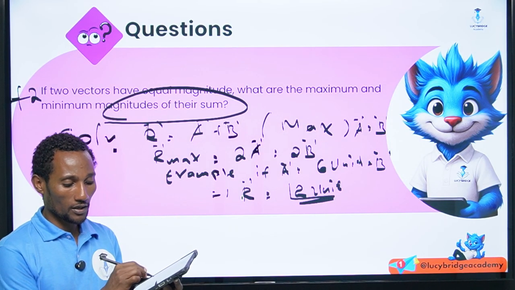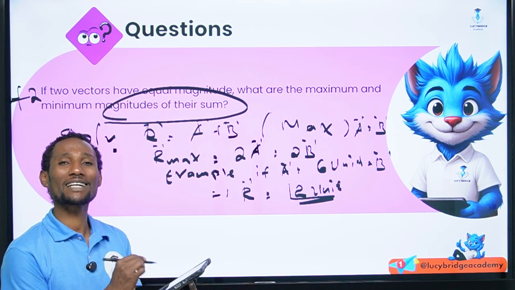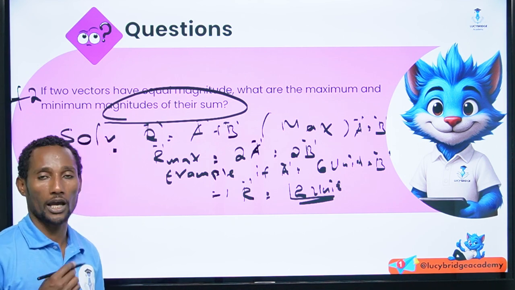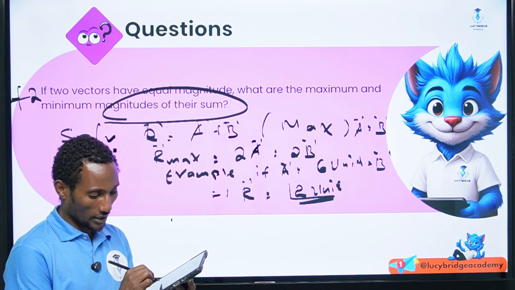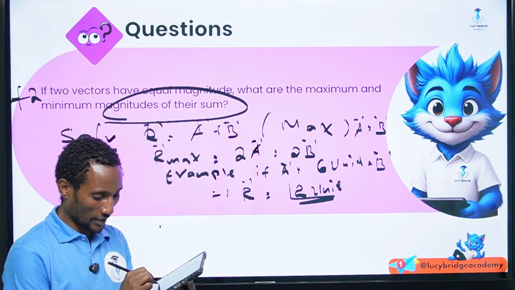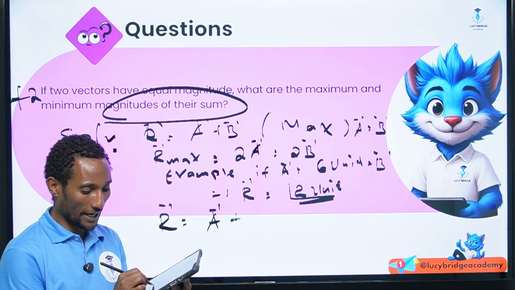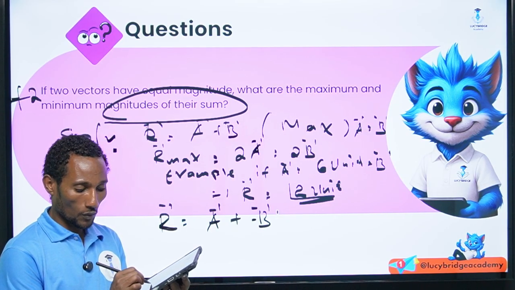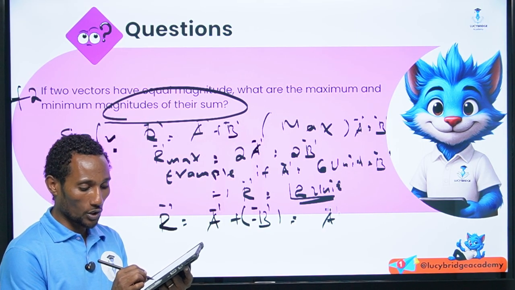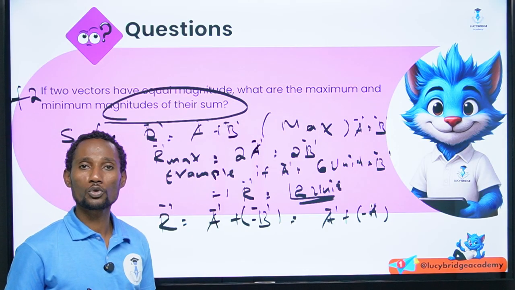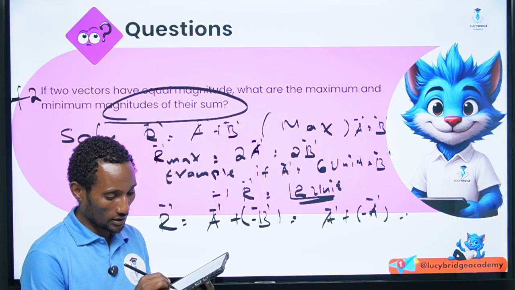By having the justification or the definition, the maximum resultant vector is 2A. Whereas for the minimum vector R, which equals A plus minus B, or the same as A plus minus A, because the two vectors are in equal magnitude, but they are opposite in direction. So this result is 0.